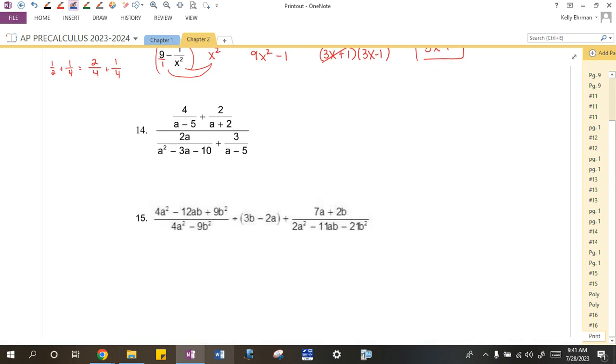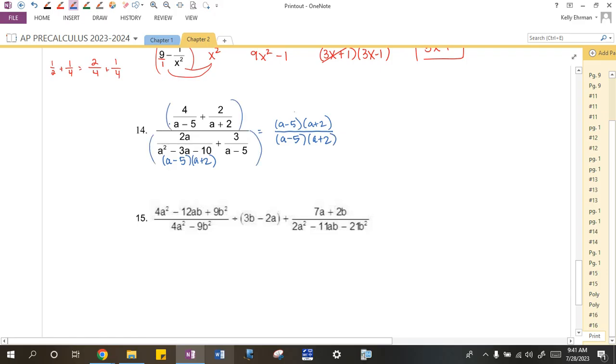Okay, what about 14? I don't want to rewrite the whole problem just to show the factored denominator. So the only factoring I see is right here. A minus 5, a plus 2. And if you look at all of the denominators, there's an a minus 5. There's an a plus 2. This already has both of those, so no new factors introduced down here. So that is the common denominator for the entire complex fraction. So that is what we multiply by.